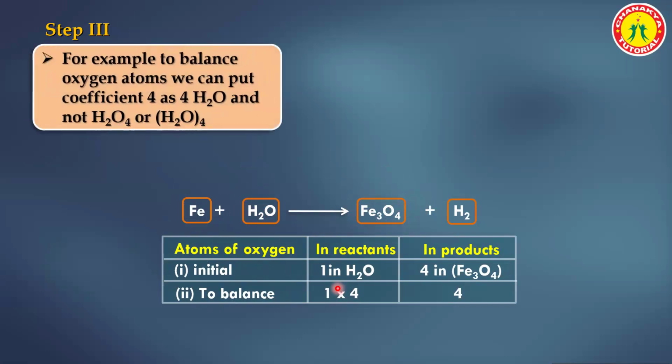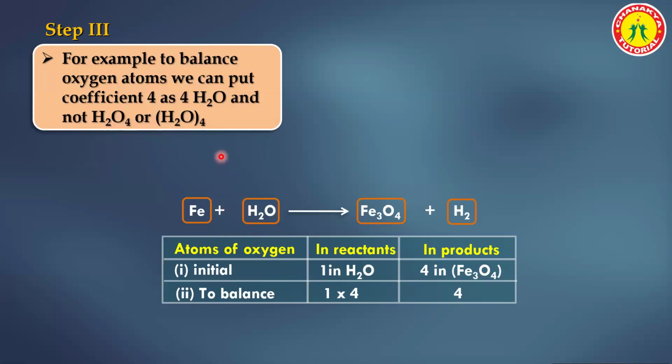So what we'll do, we'll add 4 as coefficient to H2O. We'll not change the formula to H2O4 by changing 1 O to 4. We cannot change the formula. Formula of water will be H2O only. We can only multiply it with a coefficient.